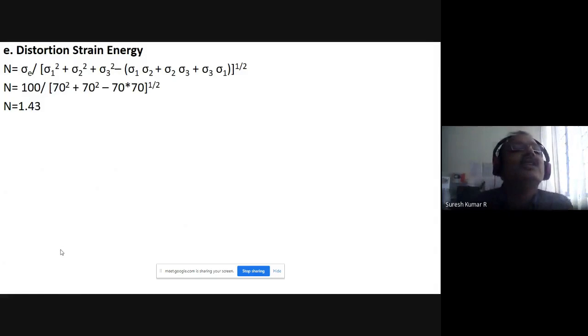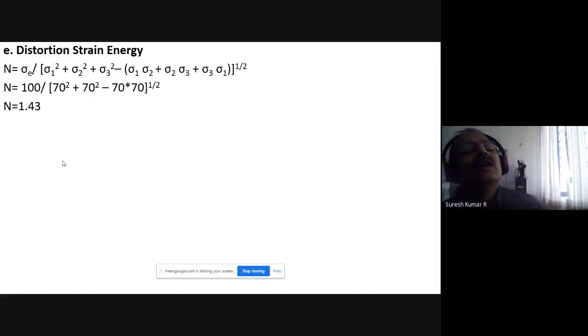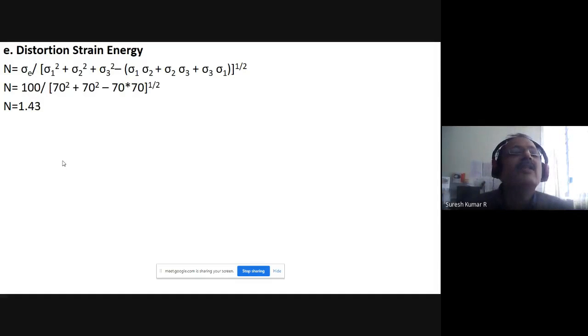Then the last one, distortion strain energy. Here n is equal to sigma E divided by root of sigma 1 square plus sigma 2 square plus sigma 3 square minus sigma 1 sigma 2 plus sigma 2 sigma 3 plus sigma 3 sigma 1. Now if I substitute sigma 3 as 0, sigma 1 is 70, sigma 2 is 70, yield point is 100, so n is equal to 1.43.